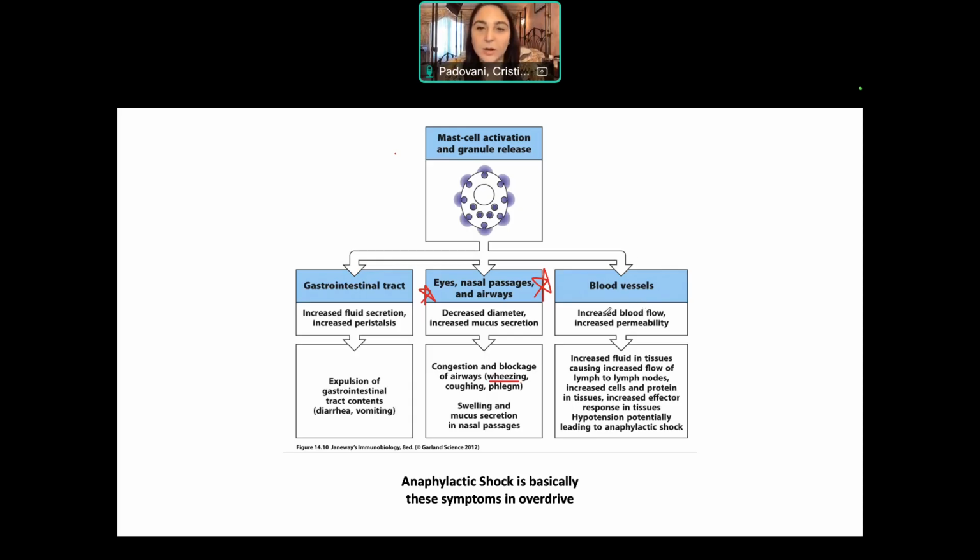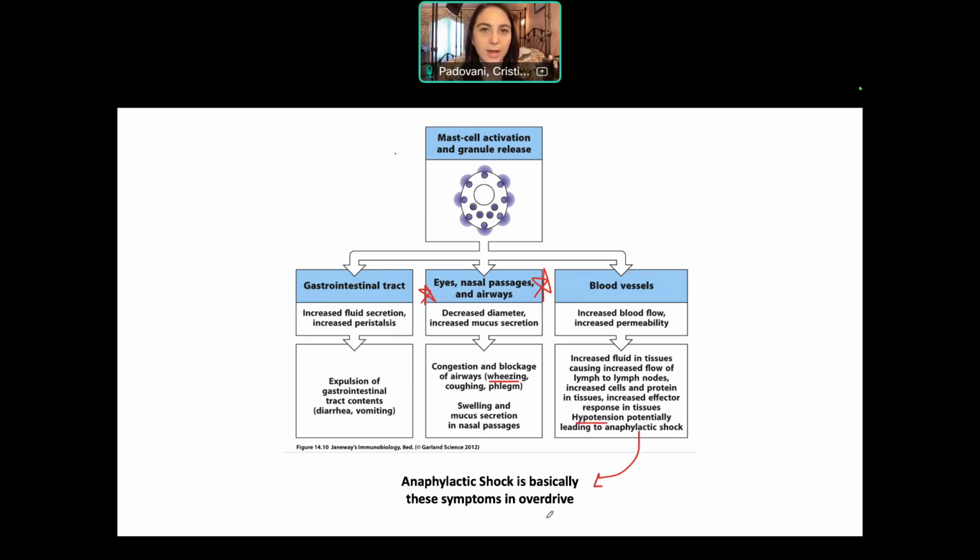Another thing that it does is it causes increased blood flow and increased permeability. I think we talked about this when we talked about the innate immune system and how mast cells basically help with inflammation, right? You need the blood vessels to spread apart a little bit, to get that inflammatory response. But if this stays too prolonged or it happens too quickly, you can actually get hypotension. And then all of these symptoms altogether basically lead to anaphylactic shock. So this potentially leads to anaphylactic shock. Anaphylactic shock is basically all of these symptoms in overdrive, right?